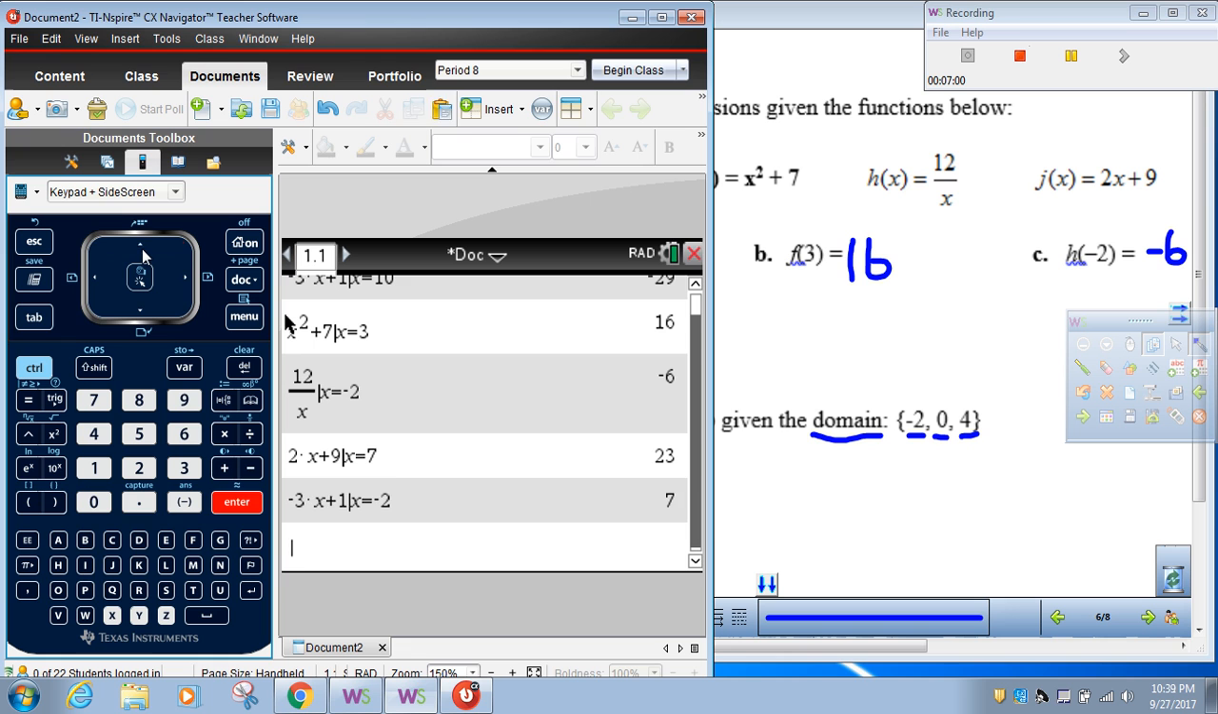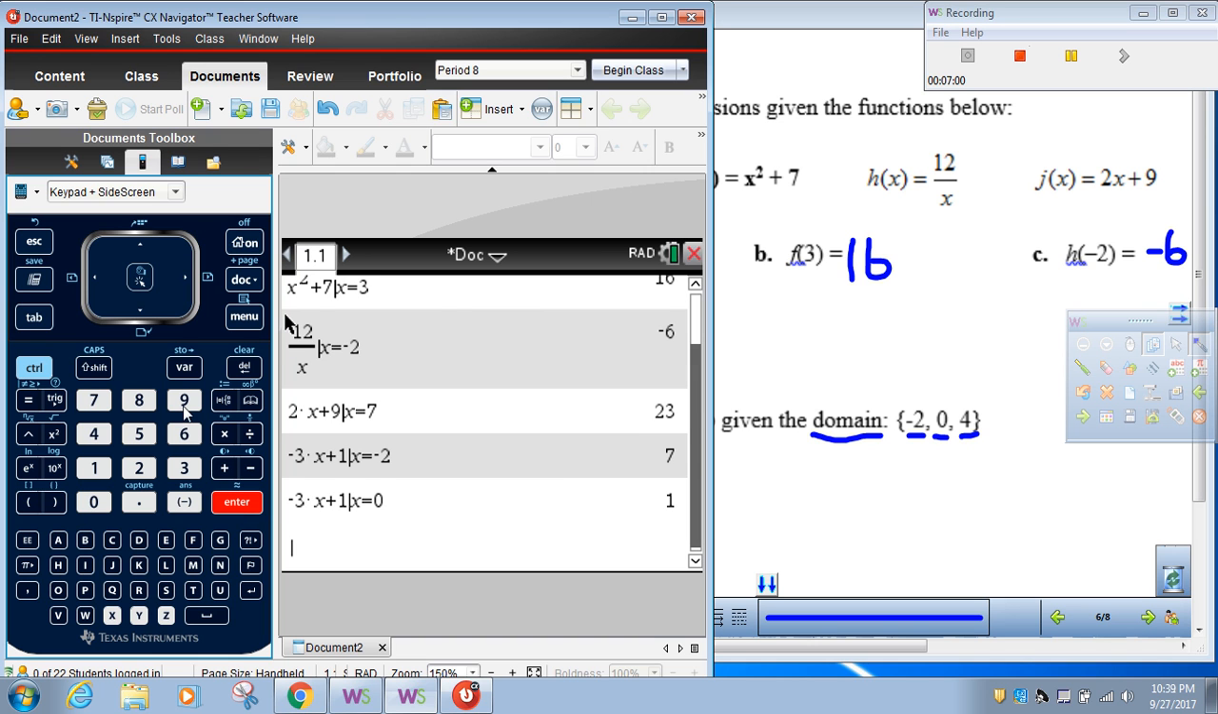Okay, well, I'm going to copy and paste this, I'm going to put in 0. And you can see, if you understand how to use the calculator, this can go pretty quickly. And then I'm going to copy and paste, and put in 4.